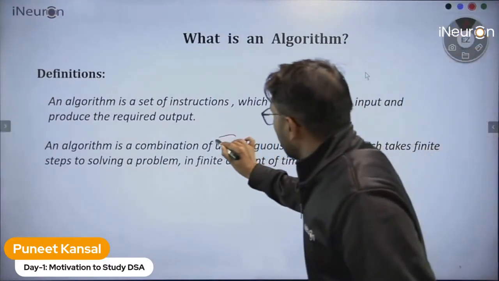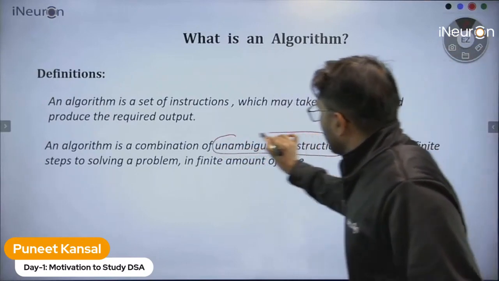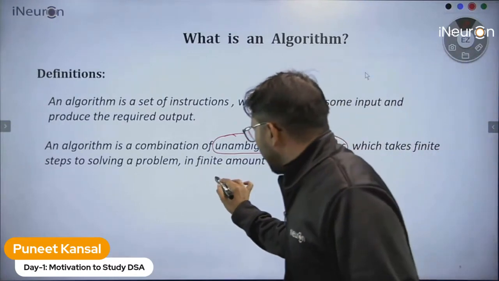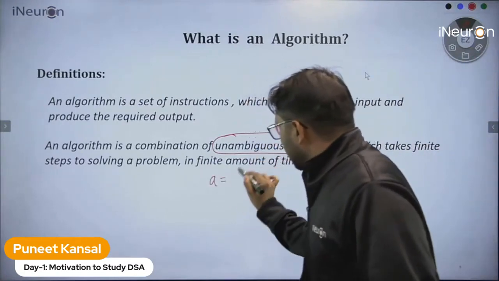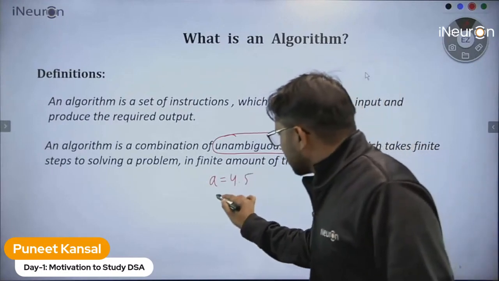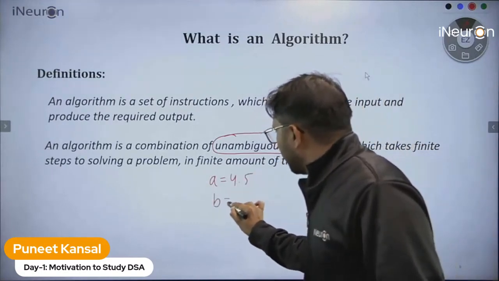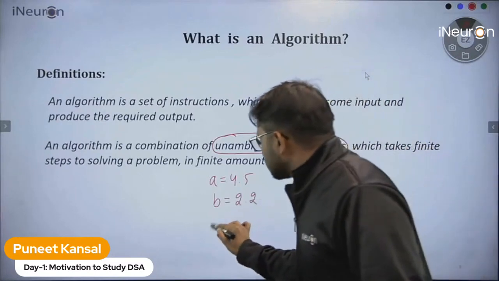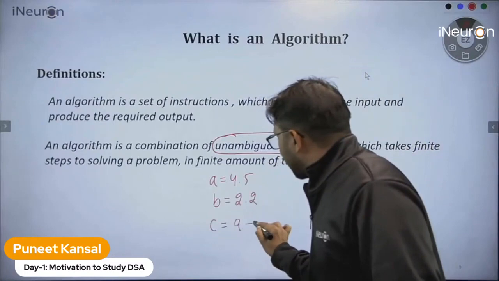Okay, so what do you mean by unambiguous instruction? You people tell me, I'm writing something here, please keep replying. Let's suppose a value is 4.5. I'm just writing a pseudocode. B value is maybe 2.2. And c is actually a plus b.